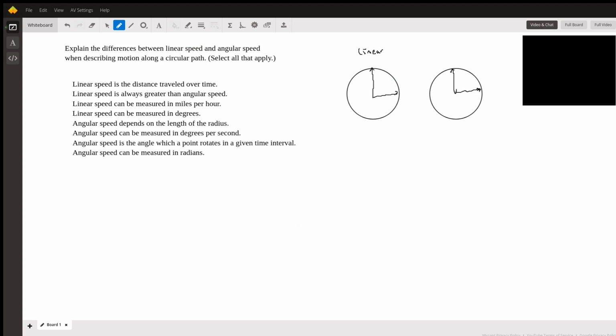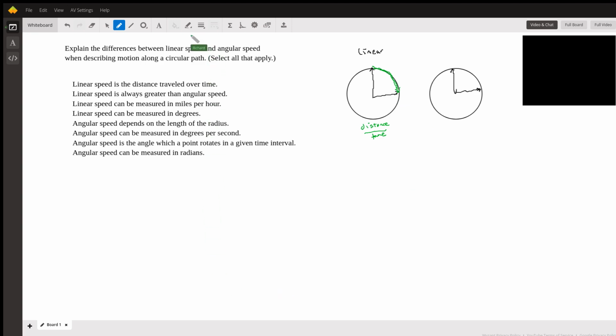the distance traveled. So it's going to be the length of this arc, right, which is going to be 1/4 of the circle. So whatever the length of the circle is, the length of this arc would be 1/4 of that. It's just length, it's just distance over time. And so that's linear speed.